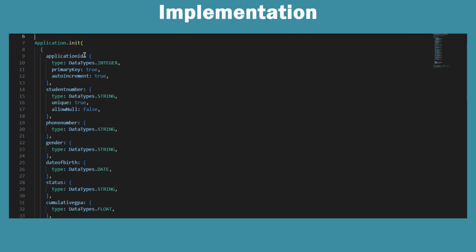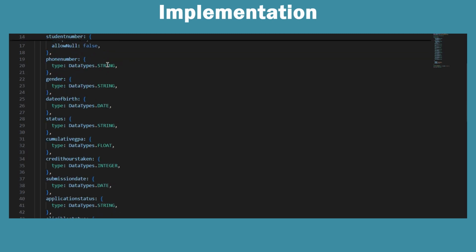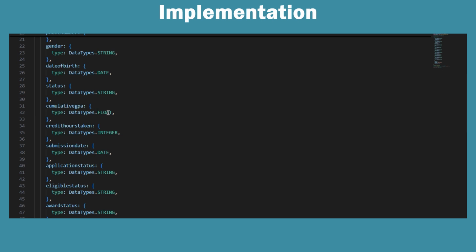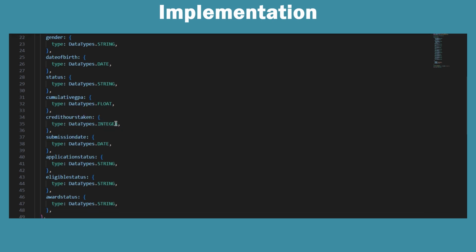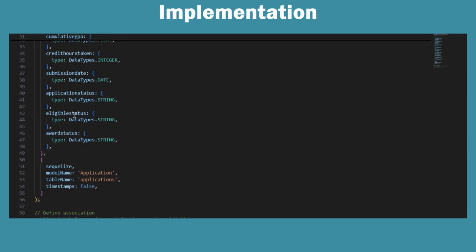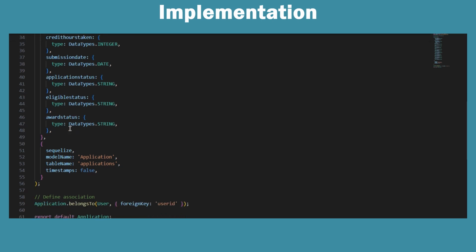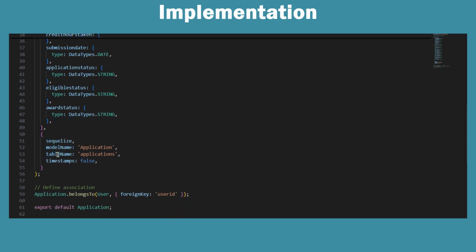As you can see, the application ID is type integer, and there are other things like float for cumulative GPA, integer for credit hours taken, and some other string types. And I have to declare the table name similar to the table in the database to make sure it can retrieve the data from the database to the backend.